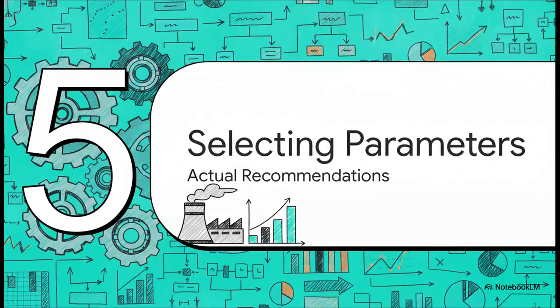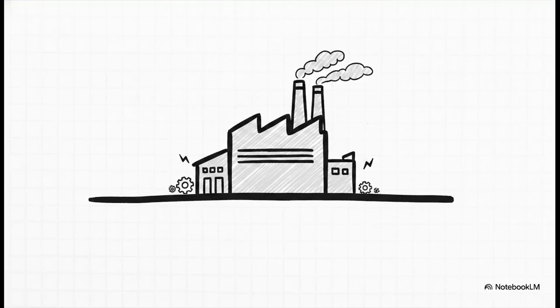All right, Section 5, Selecting Optimal Parameters. Let's get to our actual recommendations for you. Now, to really appreciate where we're headed, we've got to establish our baseline first. For a long time, the industry standard has rested pretty comfortably on traditional 500 megawatt subcritical units.